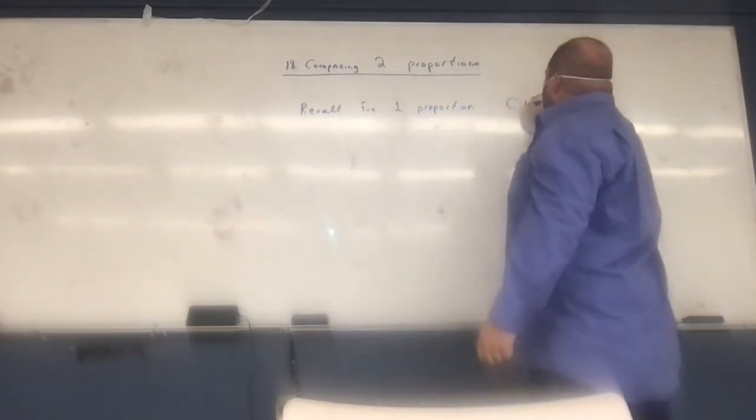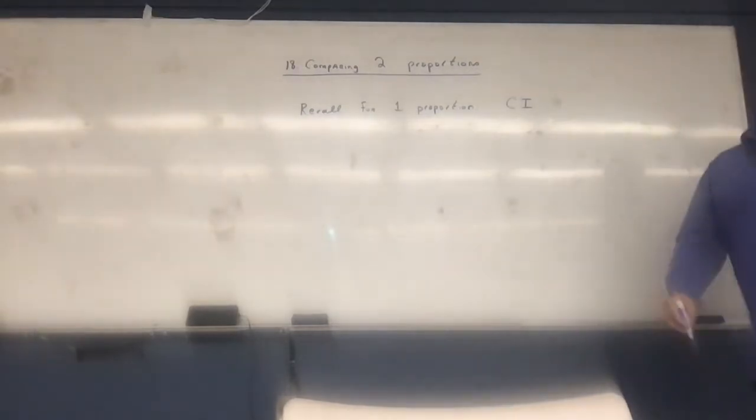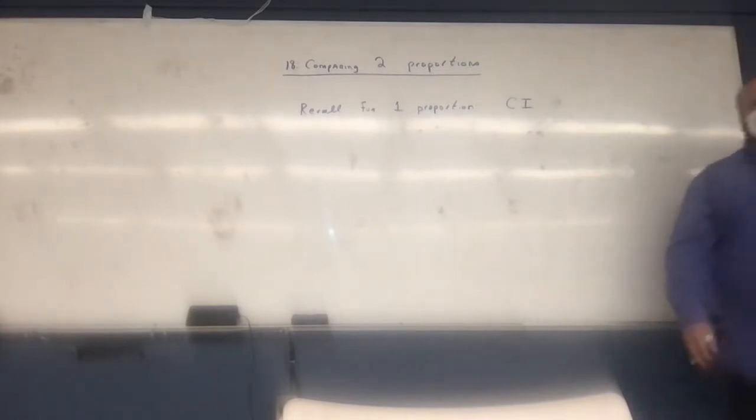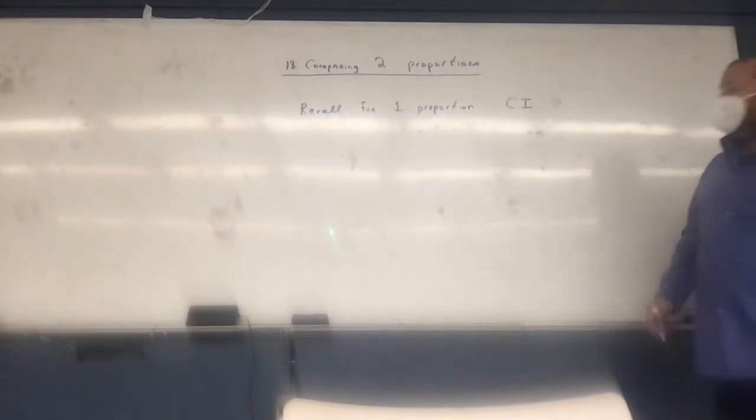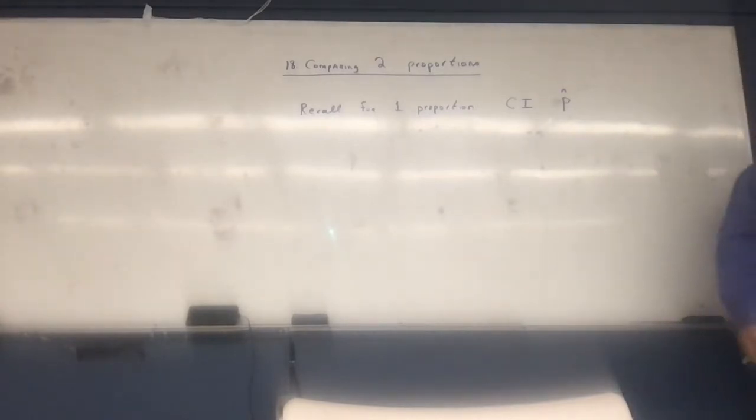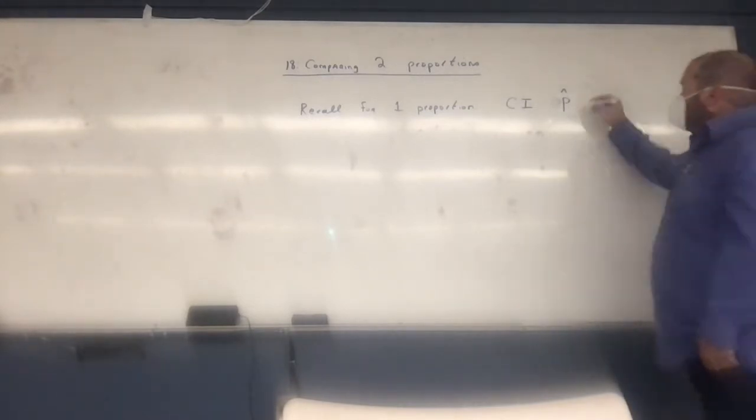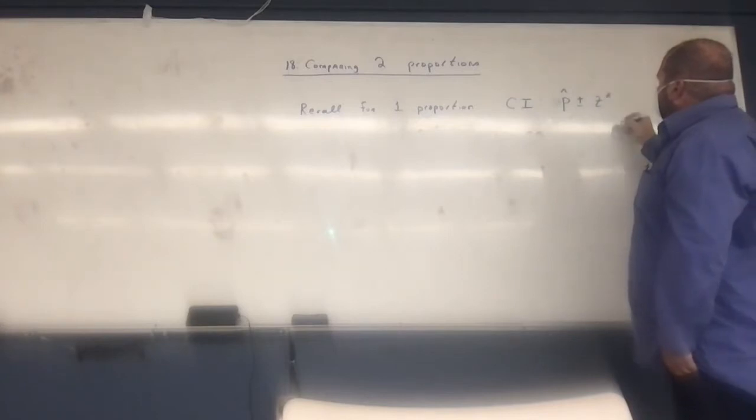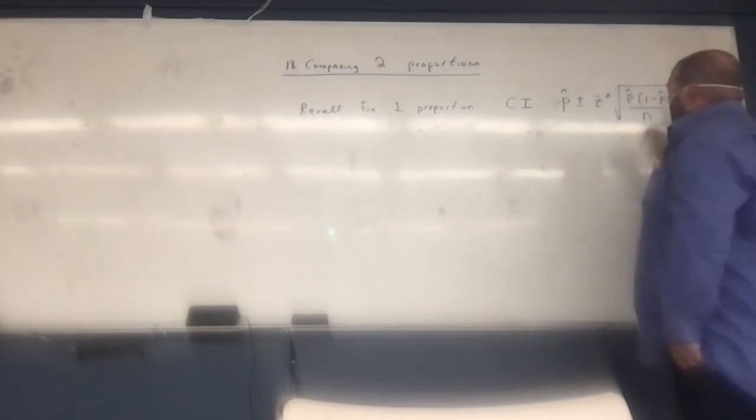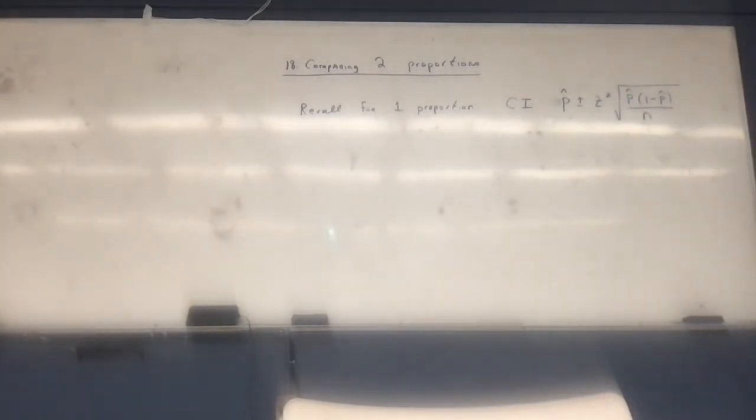What was the formula for the confidence interval for 1 proportion? X over n, which we call p hat. That's our sample value, p hat, plus or minus z star times the square root of p hat times 1 minus p hat over n. This was the formula for 1 proportion.